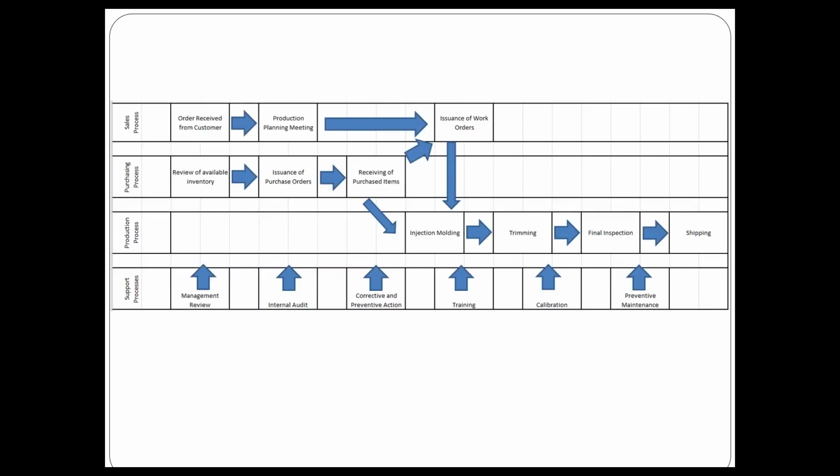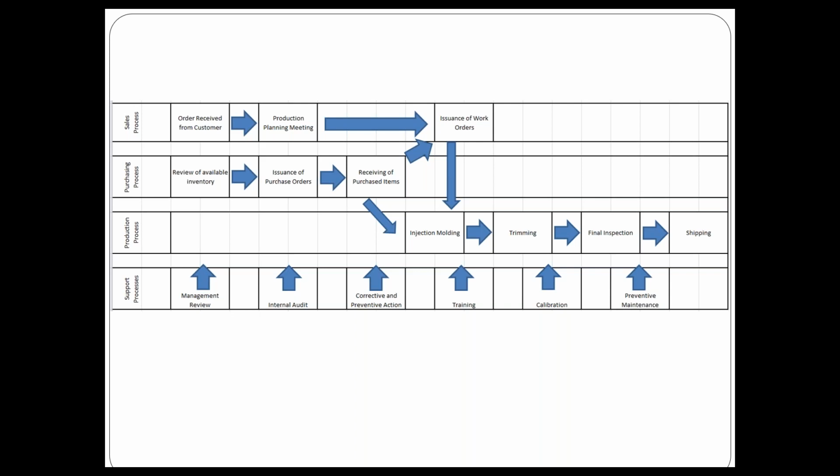This is a very unique model for processes. This is typically referred to as swim lane. To understand this, you have to kind of start on the left here. This organization has three core processes: sales, purchasing, production. And what's interesting about this model for understanding the processes is that sales and purchasing, to a point, start independently of each other.